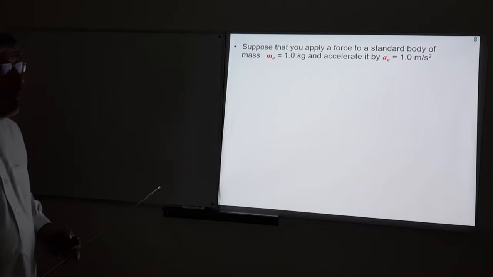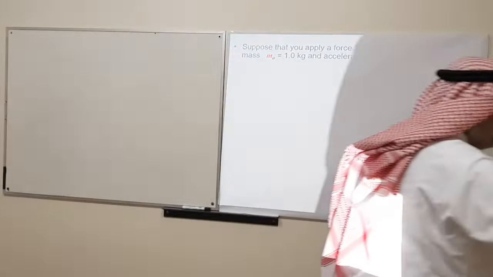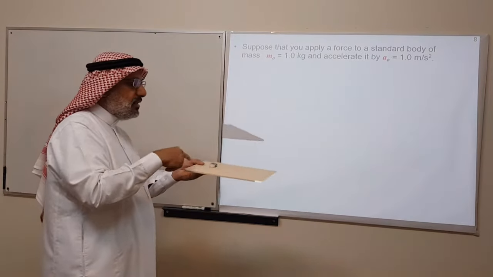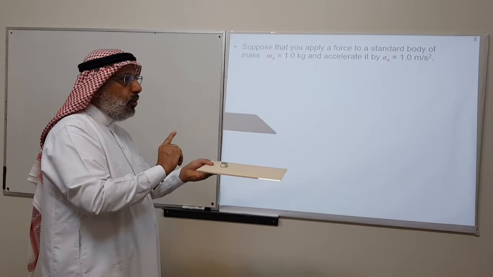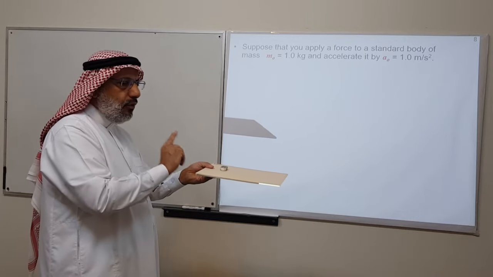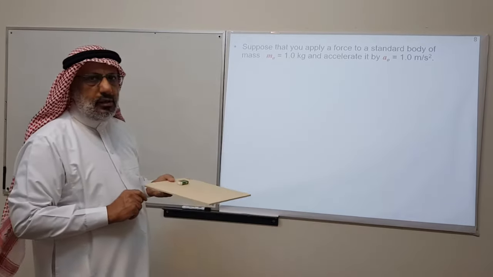Now, suppose that you apply a force to a standard body of mass 1.0 kilograms and accelerate it by a0 equal to 1.0 meters per second squared. So the idea here is the following. Let me illustrate it simply. Let's say that we have a standard body, whose mass is equal to 1 kilogram. And we want to apply a force to it that will give it an acceleration of exactly 1.0 meter per second squared.